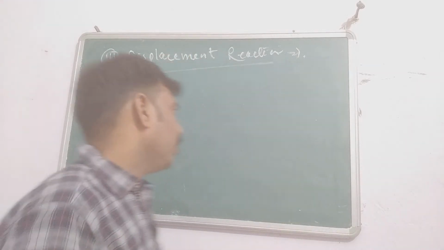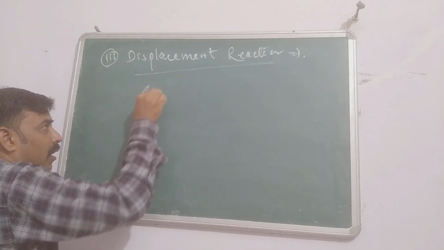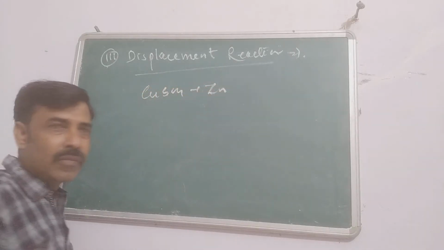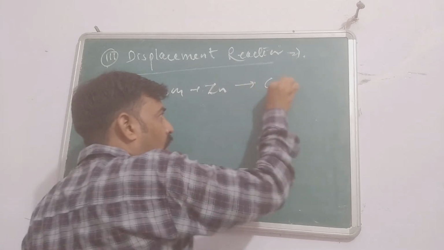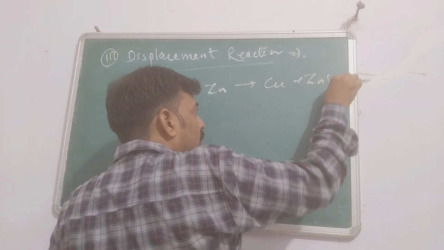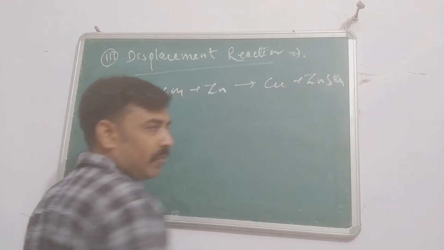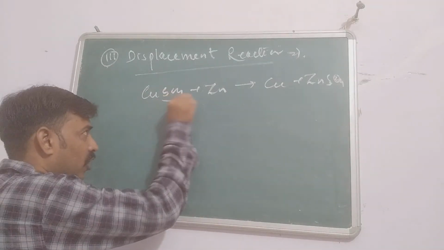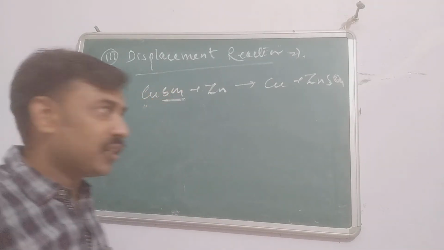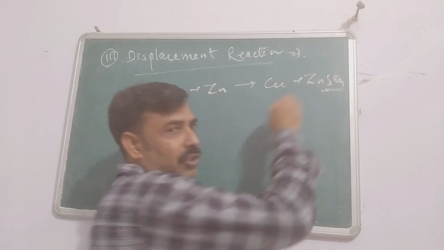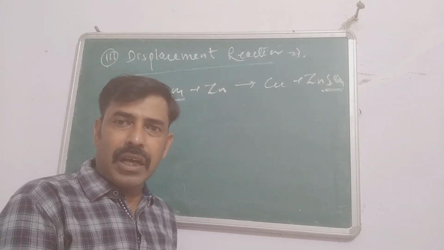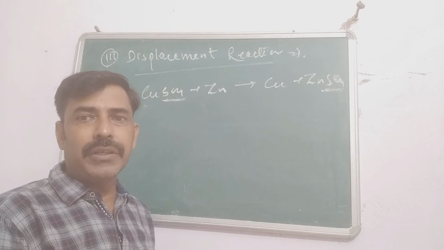For example, if this one, that is the copper sulfate, is treated with zinc, it gives copper and zinc sulfate. This is a displacement reaction. Here you can see the sulfate which was on the copper is displaced and now it is on the zinc. The sulfate that was on the copper has come out and gone onto the zinc, that is called the displacement reaction.